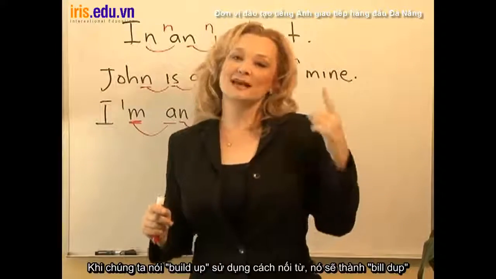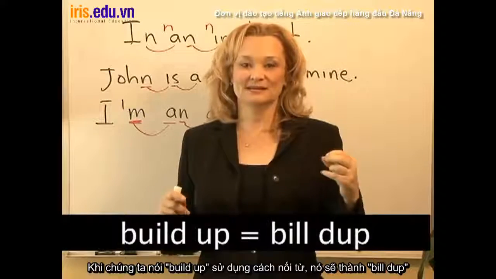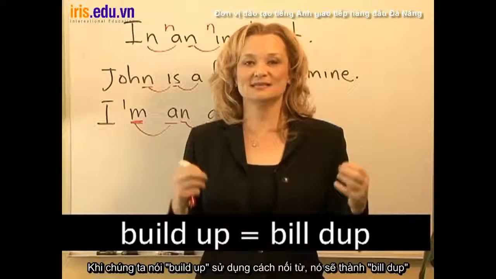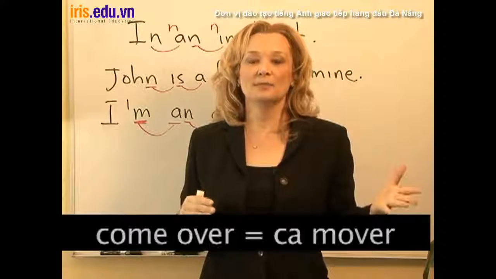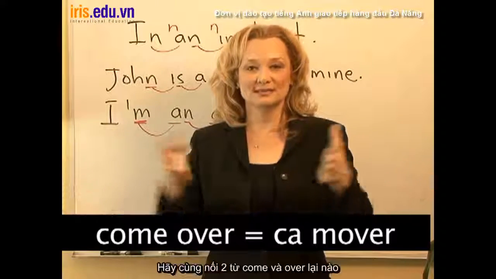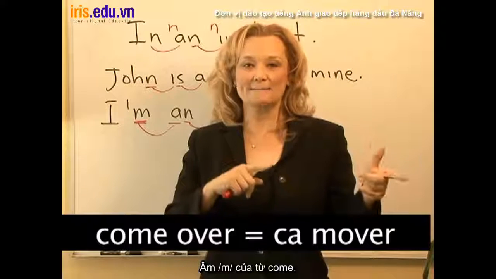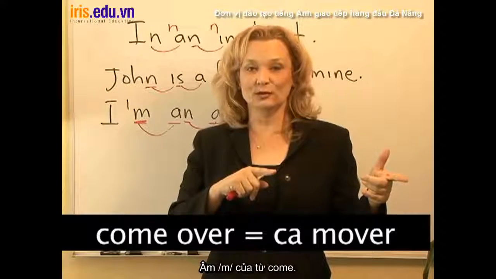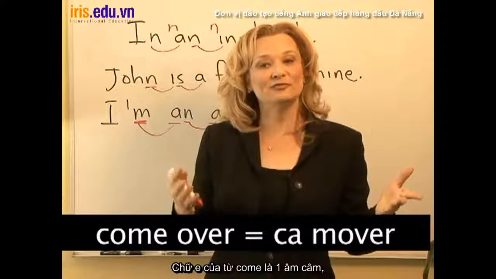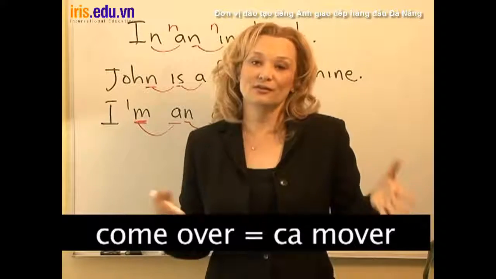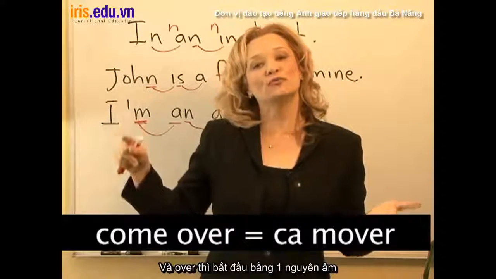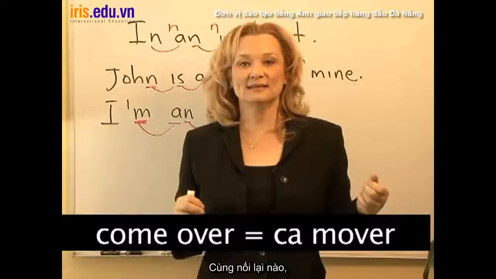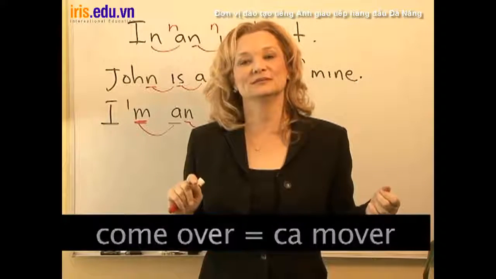So if we say build up, let's link those two words together. How would that sound? Build up. Come over. Let's link those together. We have an M at the end of the word come. The E after the M is silent. Therefore, the M is the last sound, and it's a consonant. And over is the vowel. Let's link that. Come over.